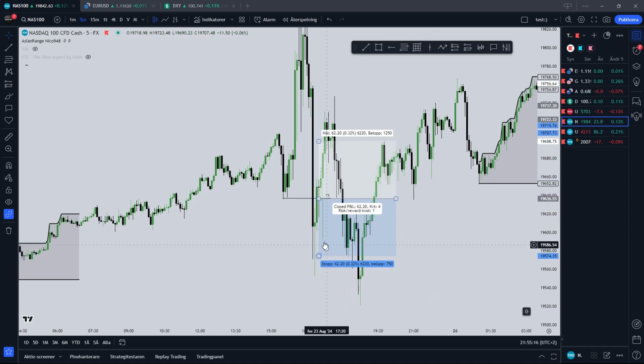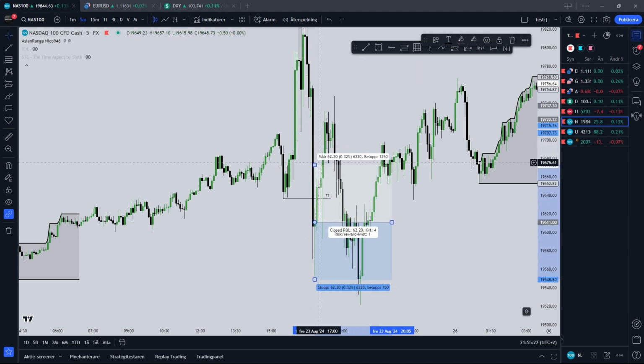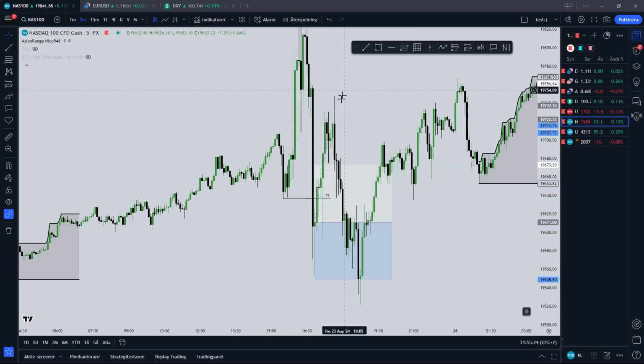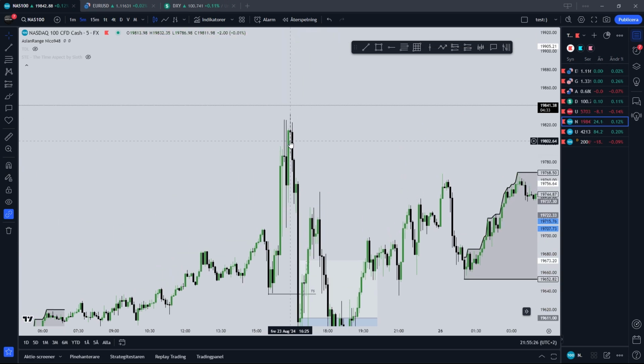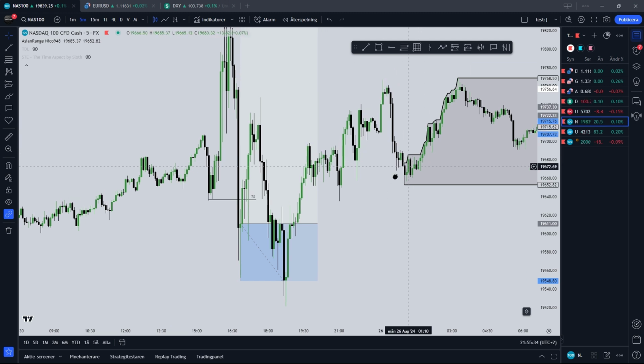So this would be, what's the macro? 50 right here. 50 right here. So maybe something like this, targeting this swing high, of course, which was created at 25. So this would be a perfect trade. Even though it failed, it would still be a real perfect trade. Real perfect. All right.